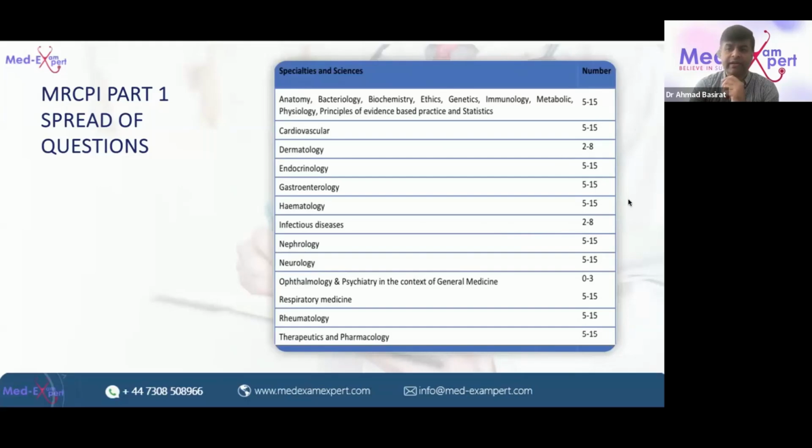This is a general criteria which the college has been using. The main systems include cardiovascular, endocrinology, gastroenterology, hematology, nephrology, neurology, and rheumatology. So as you can see, these main systems tend to include respiratory medicine as well, with 5 to 15 MCQs from the main systems.